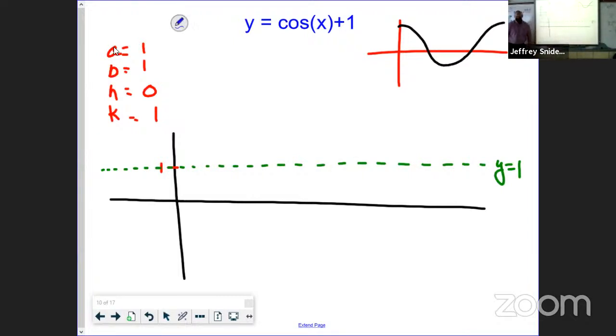All right. So here we go. Since A is 1, the amplitude is what? That tells me my max and my min. Thank you. The max is going to be the midline plus that, so that's going to be at 2, and the minimum is going to be the what?